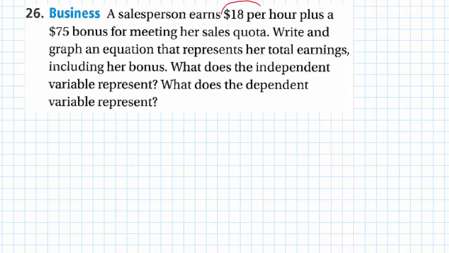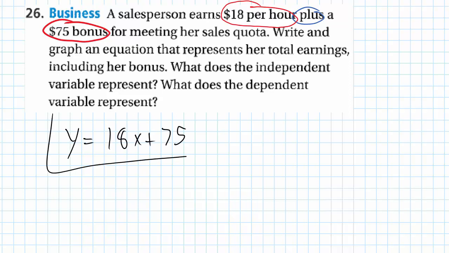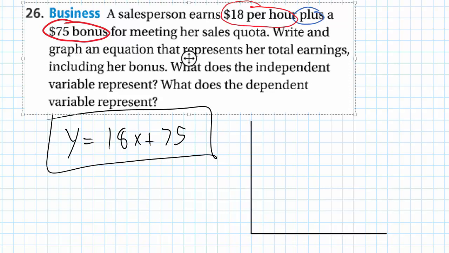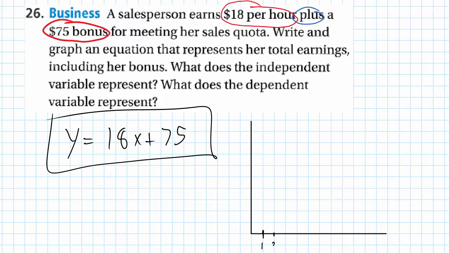Last one, 26. So we're working and we're earning $18 per hour, but we're getting a $75 bonus. Now the $75 bonus doesn't adjust with how many hours you work. It's just $75 only once. You only get that bonus once, but you get $18 per hour. So I'm going to graph as if I work 1 hour, 2 hours, 3 hours, and so on and so forth.